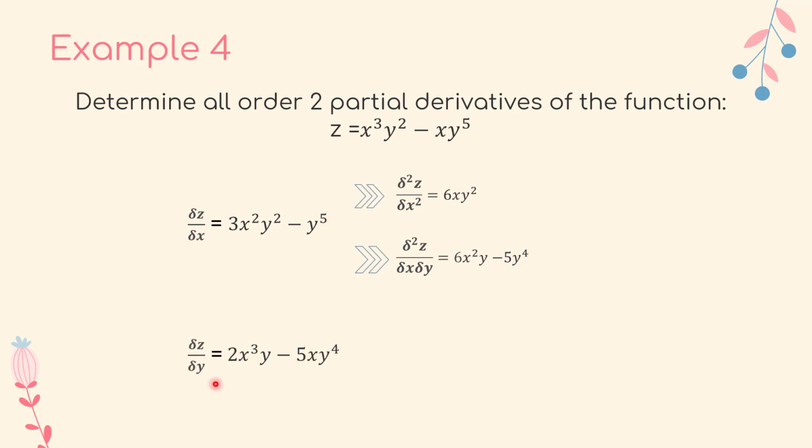Next, for dz dy, it will be 2x cubed y minus 5xy to the power of 4. What we differentiate in here is y as the variable and x cubed as the constant. So you multiply 2 with x cubed and the power is subtracted by 1. And in here also x is a constant, so what you have is minus 5xy to the power of 4. And in the same way, we also have the second derivatives like this.